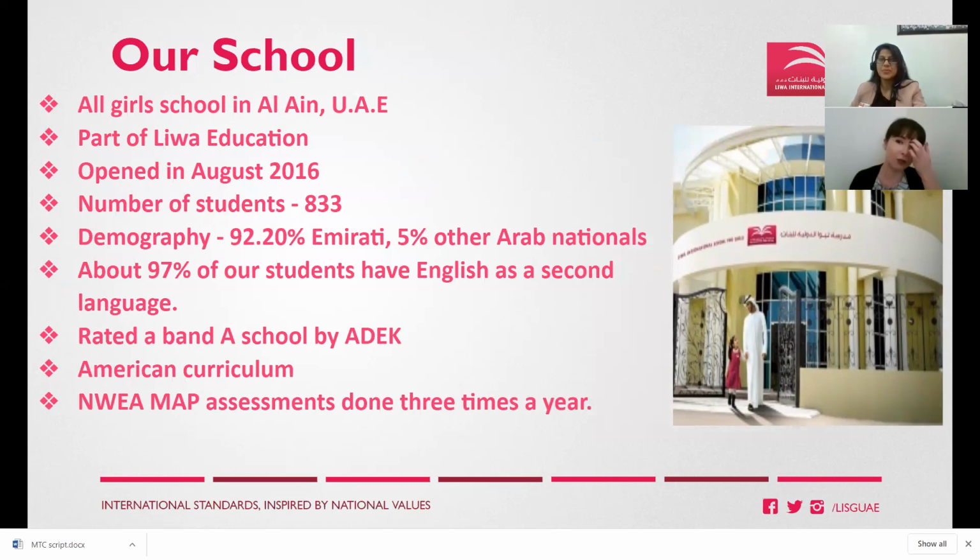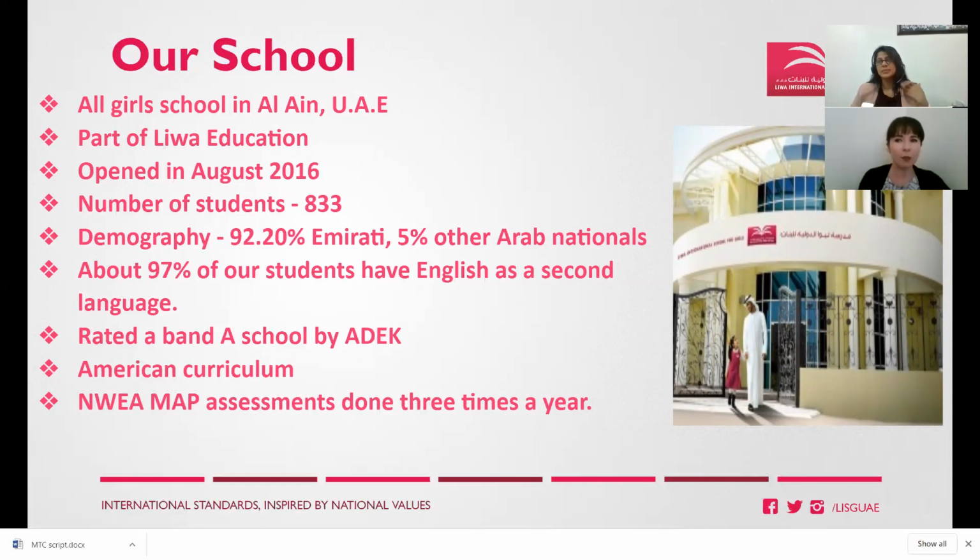So just to talk through our school a little bit first, we are an all-girls school in Al Ain in the UAE. We are part of Liwa Education, so we're a group of 3 schools. We are a fairly new school. We opened in August 2016. At the moment, we have around 833 students on roll. The majority of our students are from the local community, so around 92% are Emirati. Therefore, the large majority of students have English as a second language, Arabic being their first language.